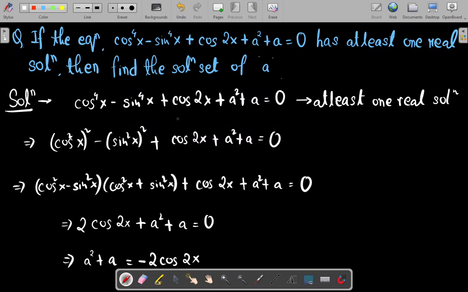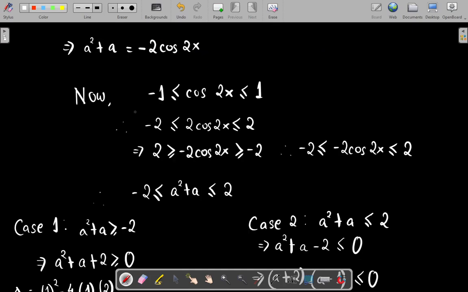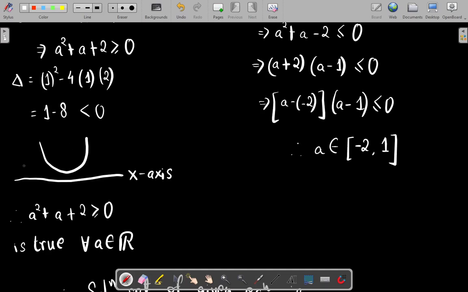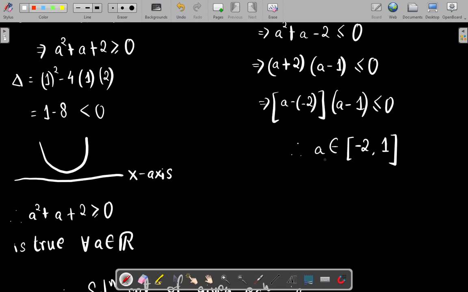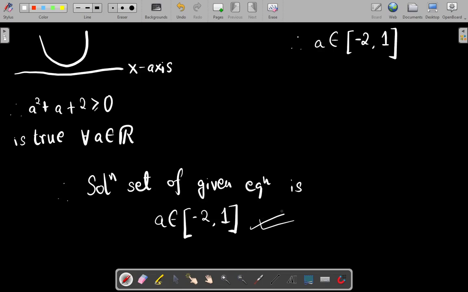I just factorized this equation in terms of cos x and sin x, and from there I evaluated the range of the expression minus 2 cos 2x. Then I substituted the values of a and partitioned it into two cases. For one case it is always trivially true, because for any real a this expression is always positive, so we are not getting any restriction. From the other case we see that in this particular interval the inequality is satisfied, so this is the required solution set of a.